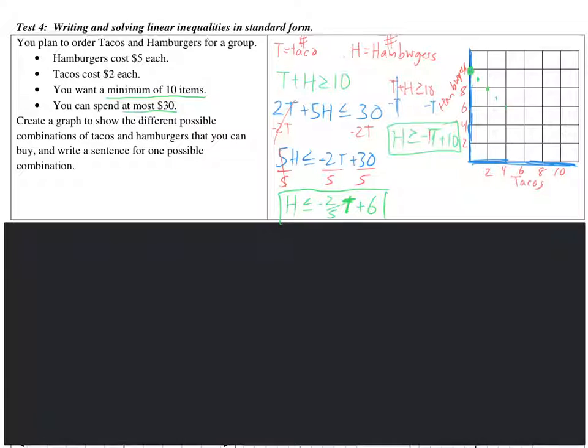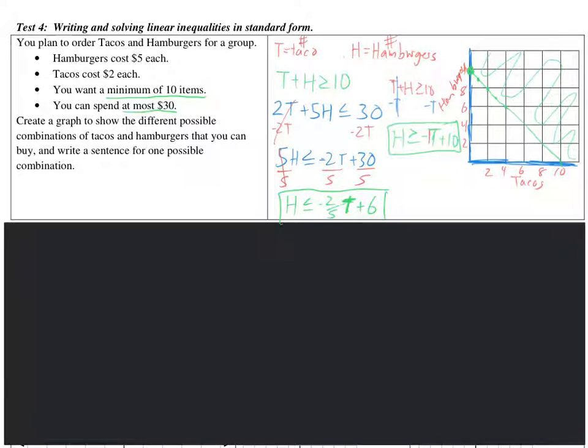Now, is it a solid or dotted line? What's that tell you? Solid. So I'm going to make a nice solid line through that. And what side am I going to shade? What is that, a greater or a lesser? It's a greater. So I'm going to lightly shade this side. So I now have graphed this one. And I still want to graph the other one.